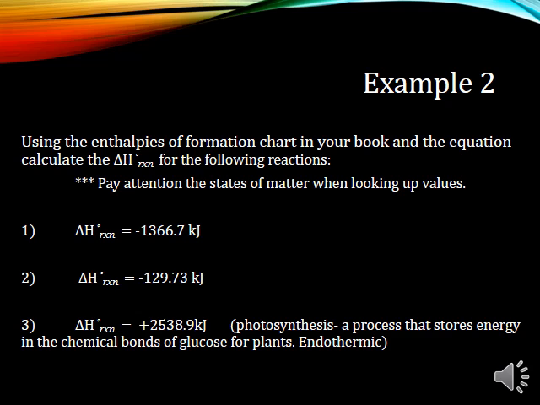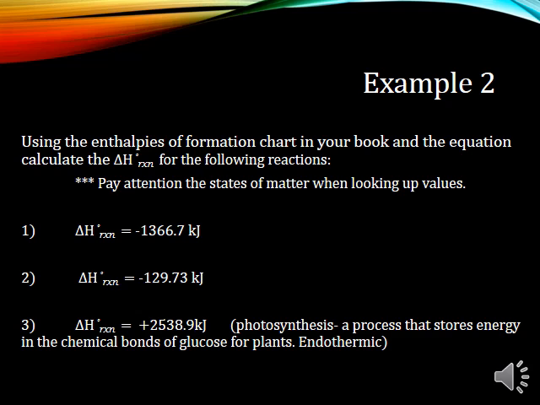Alright, so here are the answers for your calculations. For the first one we have negative 1,366.7 kilojoules. For the second, we have negative 129.73 kilojoules. And for the third one, we have positive 2,538.9 kilojoules. So the first 2 are exothermic reactions, so giving off energy. Our third one is taking in energy.